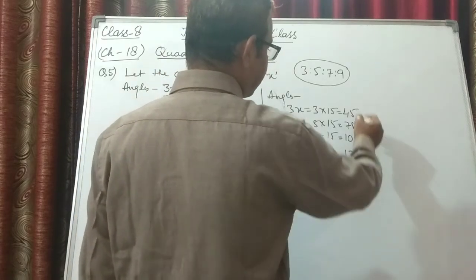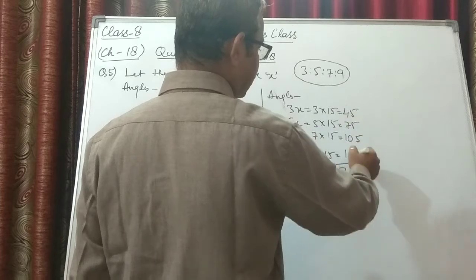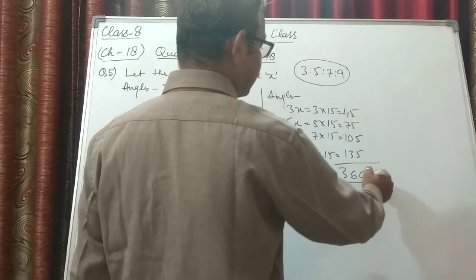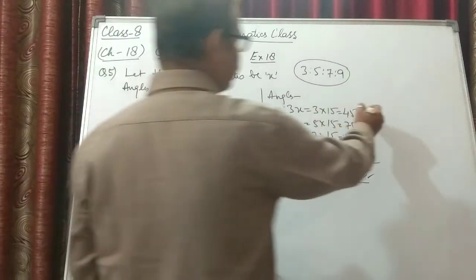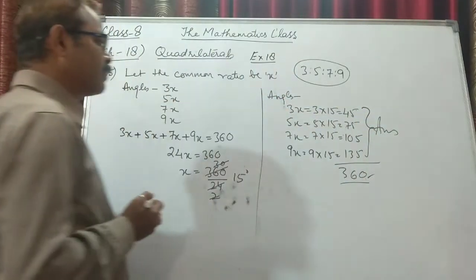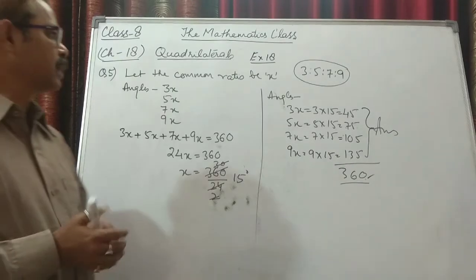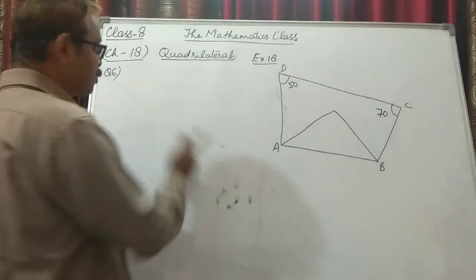Let's see. 5, 1, 2, 3, 4, 20, 0, 2 carry 6, 6, 12, 13 and 3, 16, 6, 1, 2, 3. So this is the measurement of the angles. So that is the final value. Now we move on to the last question, that is question number 6.